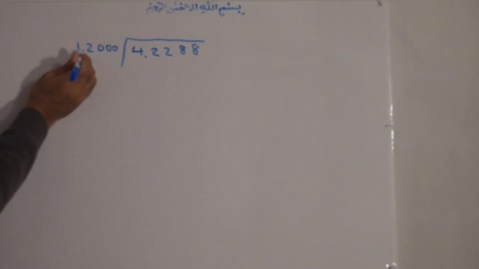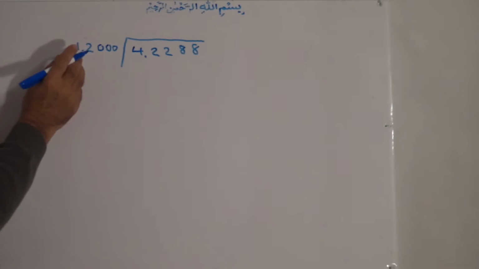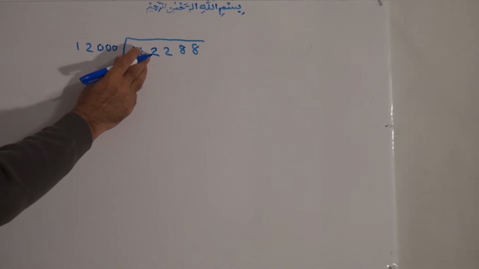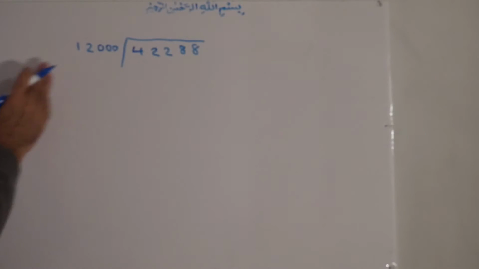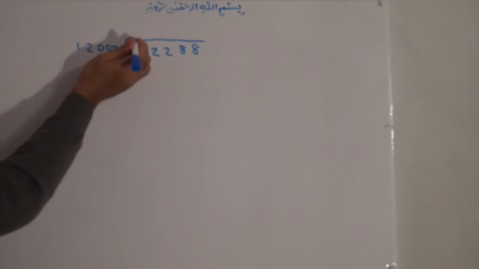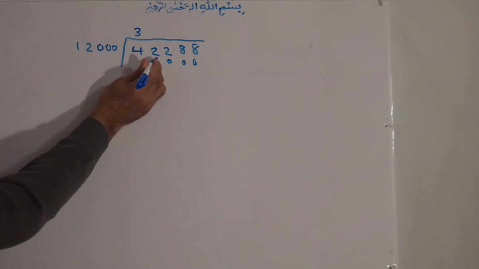We multiply this by 10,000 and this by 10,000. Then the decimal point is removed from both sides. Now this is a regular division: 42,288 divided by 12,000. 3 times 12 is 36, then we subtract.